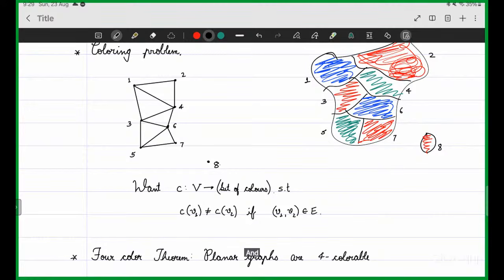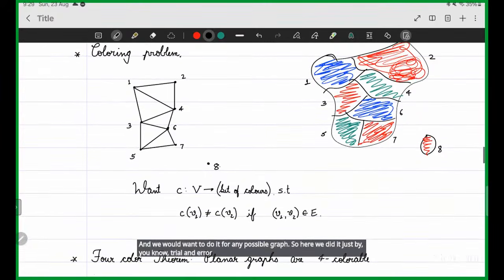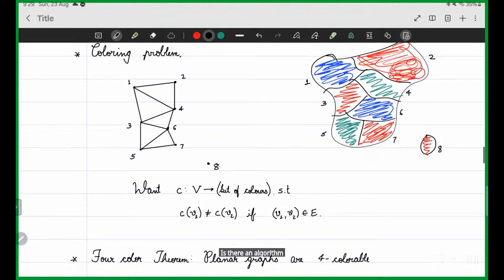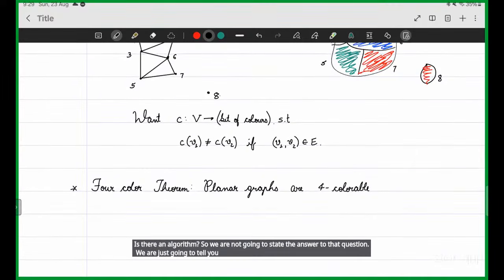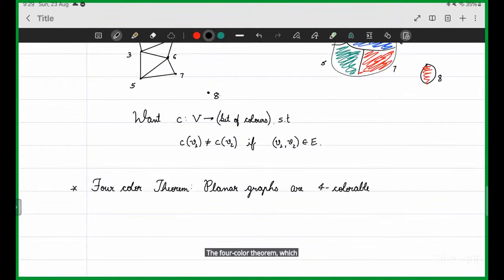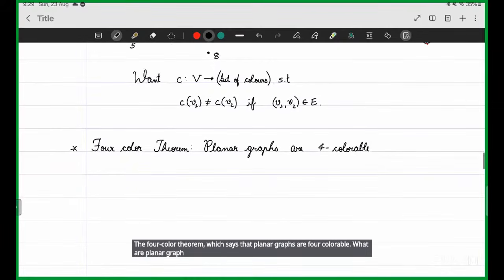And we would want to do it for any possible graph. So here we did it just by trial and error. Is there an algorithm? We are not going to state the answer to that question. We are just going to tell you the 4-color theorem, which says that planar graphs are 4-colorable. What are planar graphs? A planar graph is something which can be drawn on a plane without intersections.